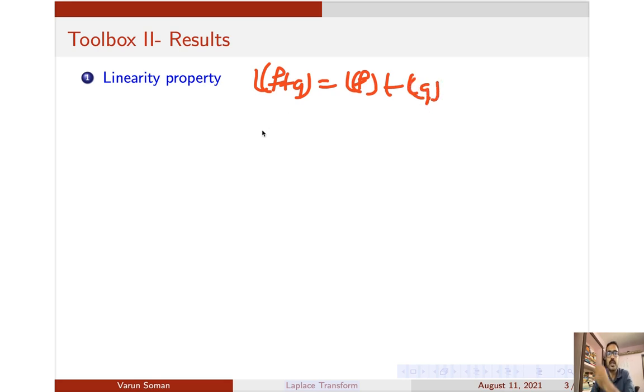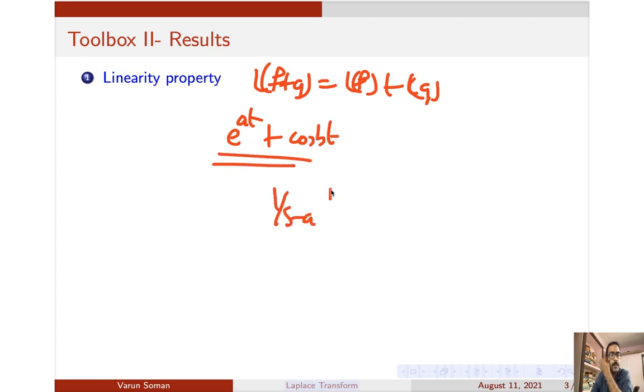Suppose we need to find the Laplace transform of e raised to at plus cos bt. First you find the transform of each: that is simply 1 by s minus a, plus the transform of cos bt, which is s by s square plus b square. I hope this is clear. That is the way.